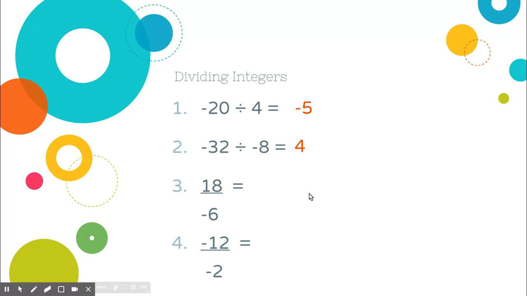All right, number 3, and this is just another way that you can see dividing integers. You can also see it as a fraction, and that would mean to divide. And you have positive 18 divided by -6. Since the signs are the opposite, you will end up with a negative. So 18 divided by -6 is a -3. And finally, -12 divided by a -2. Since the signs are the same, you will get a positive answer. So -12 divided by -2 is a positive 6.